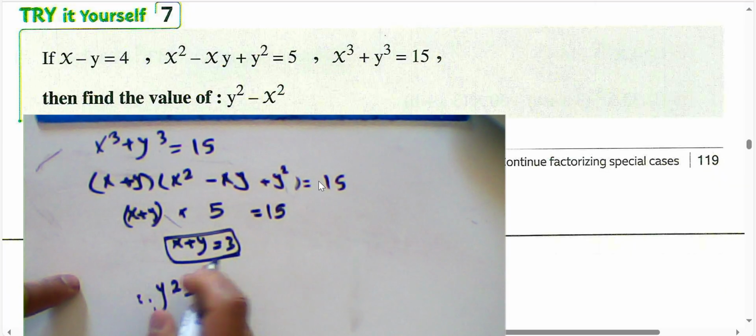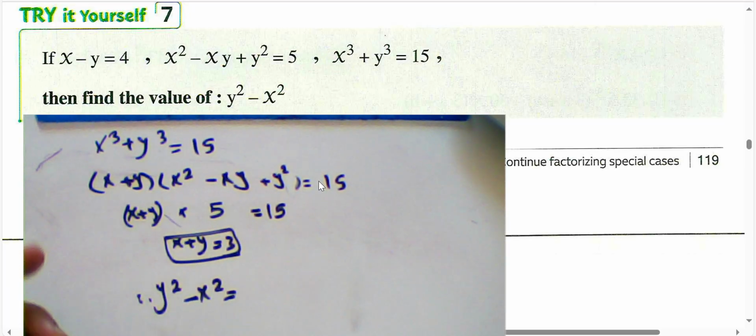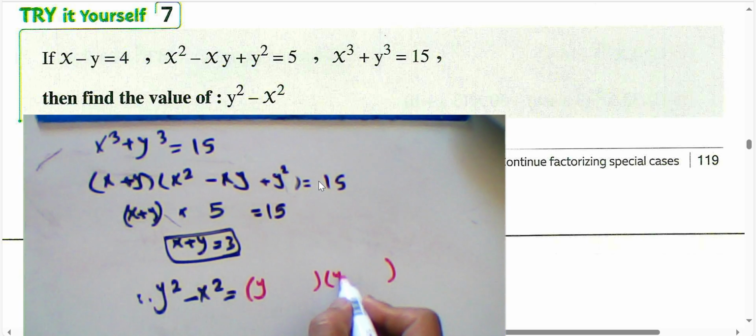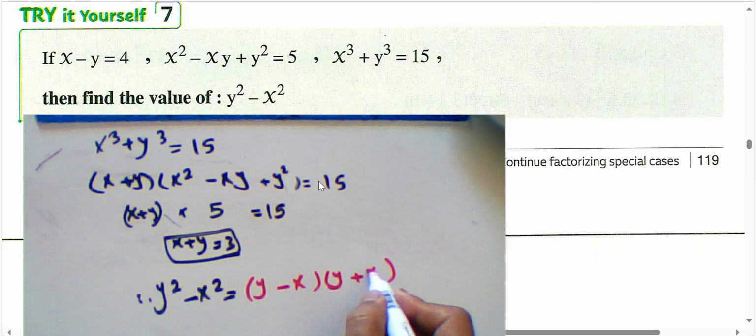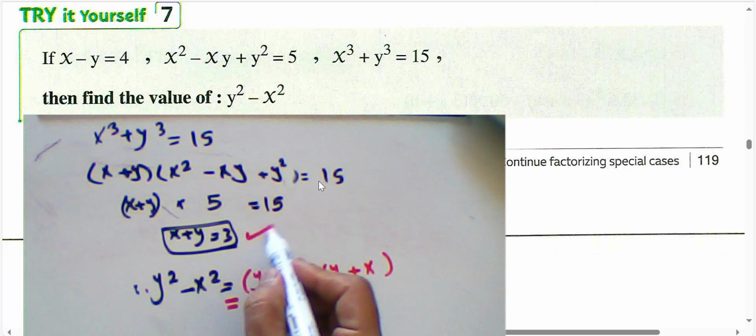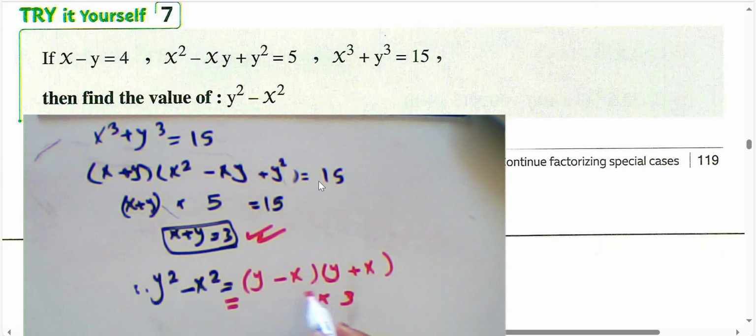y power 2 minus x power 2. We can find the difference between them. The difference between two squares: the square root of the first and the second. And then you can find the value of the product between two factors. We get x plus y equals 3 and y minus x. Okay, look with me.